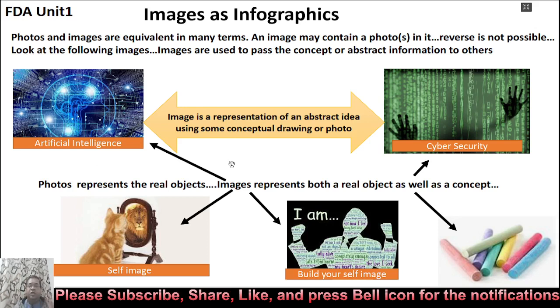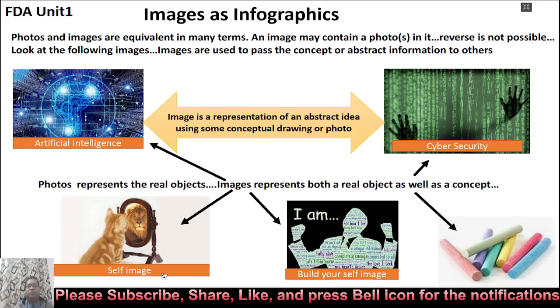Now, what are these images? A photo represents real objects, while an image represents both the real as well as a concept. That means your imagination is added. For example, this is a photo of a real chalk, while this is the concept, that you are trying to build your self-image. That is, you are trying to create something positive about you, and how you look towards others. So this is a cat, but this cat is seeing herself as a lion in the mirror. It shows the self-image.